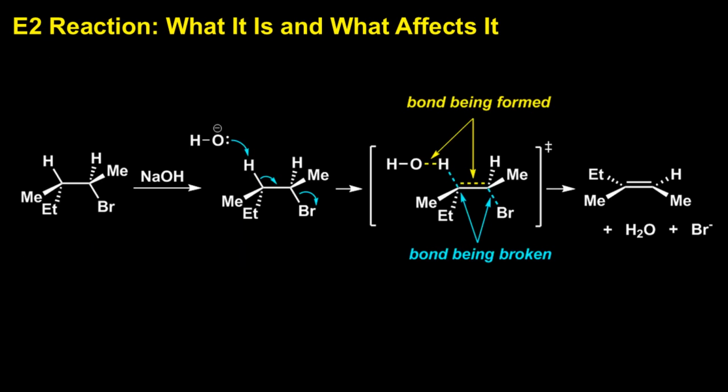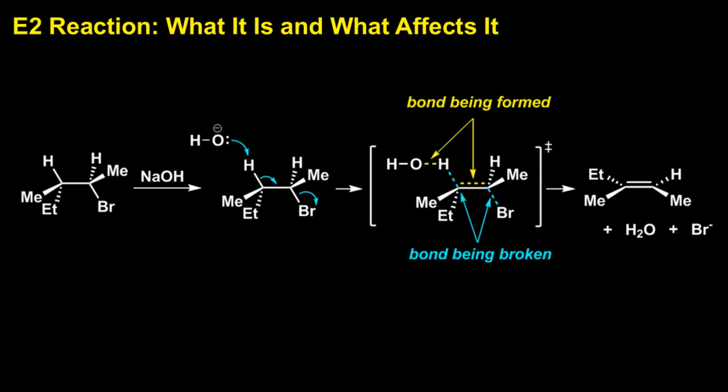Now let's go through a clear example of the E2 mechanism. Here, a strong base, like hydroxide, removes a beta hydrogen from the substrate. For this to happen smoothly, the beta hydrogen and the leaving group must be positioned antiperiplanar. That means directly opposite each other. This alignment is crucial because it allows ideal orbital overlap in the transition state.